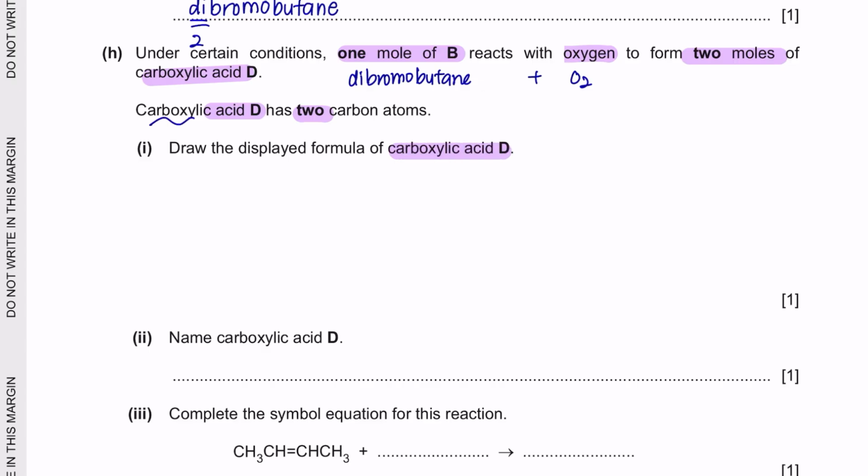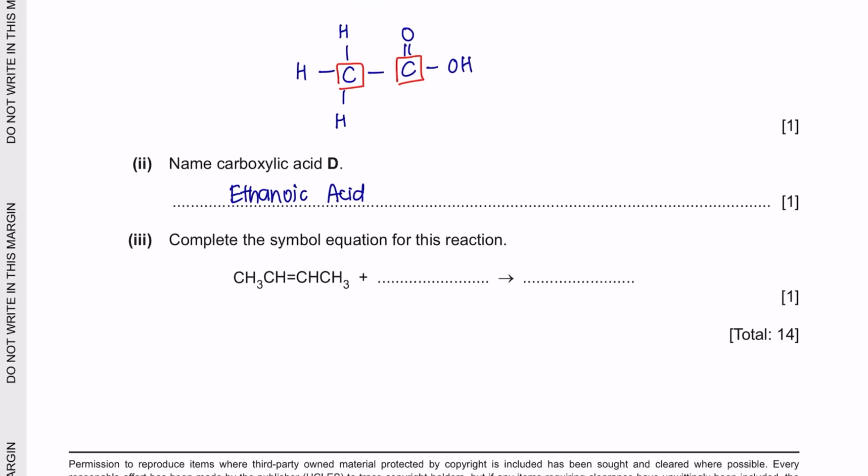It says that this carboxylic acid only has 2 carbon atoms. A carboxylic acid has a functional group of COOH, and this is the first carbon atom. So another carbon atom can be drawn at the side here, and to complete it, we will fill it up with 3 hydrogen atoms. So the name of this carboxylic acid, since there are only 2 carbon atoms, will be ethanoic acid.